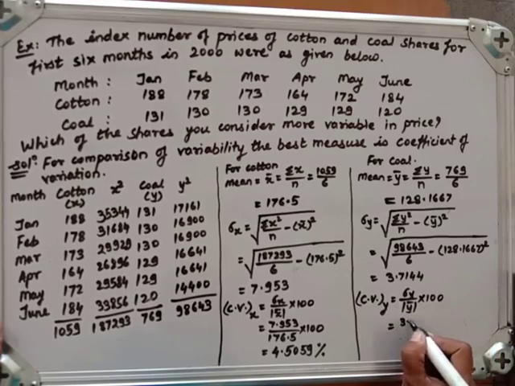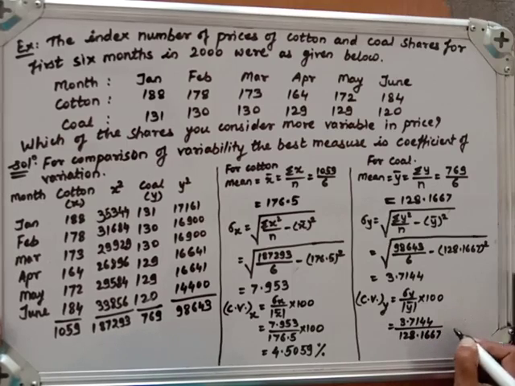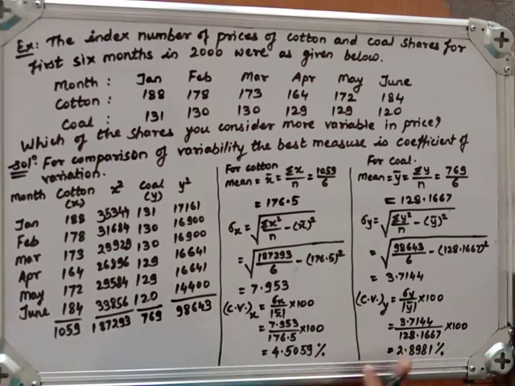And CV for y will be sigma y upon y bar multiplied by 100. Sigma y is 3.7144 upon y bar, which is 128.1667, multiplied by 100. So it will be 2.8981 percent. Now look at the values of CV, that will decide which shares are more variable in price. So CV for cotton is greater than CV for coal. So it shows the shares of cotton are more variable in price.